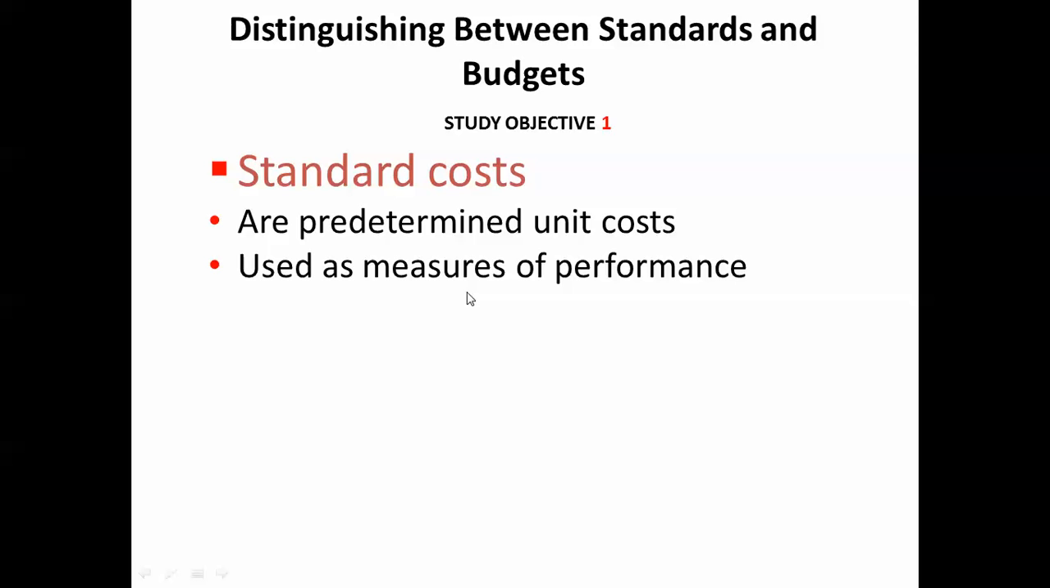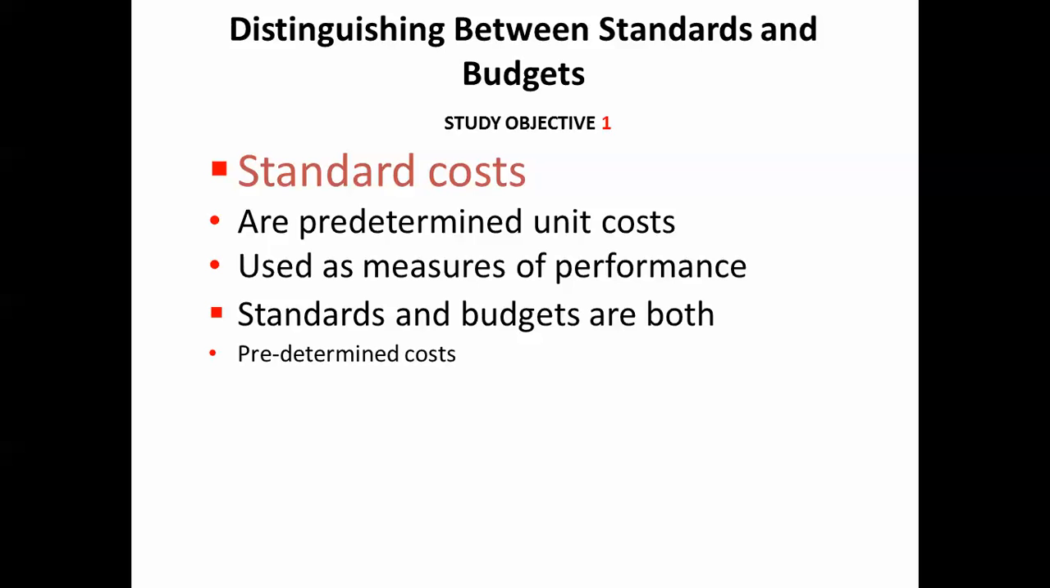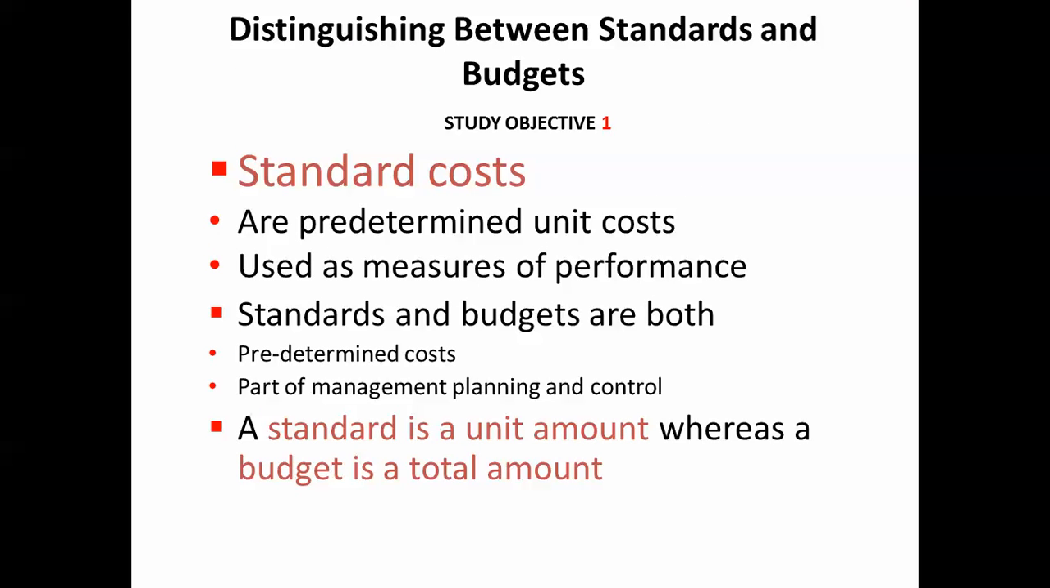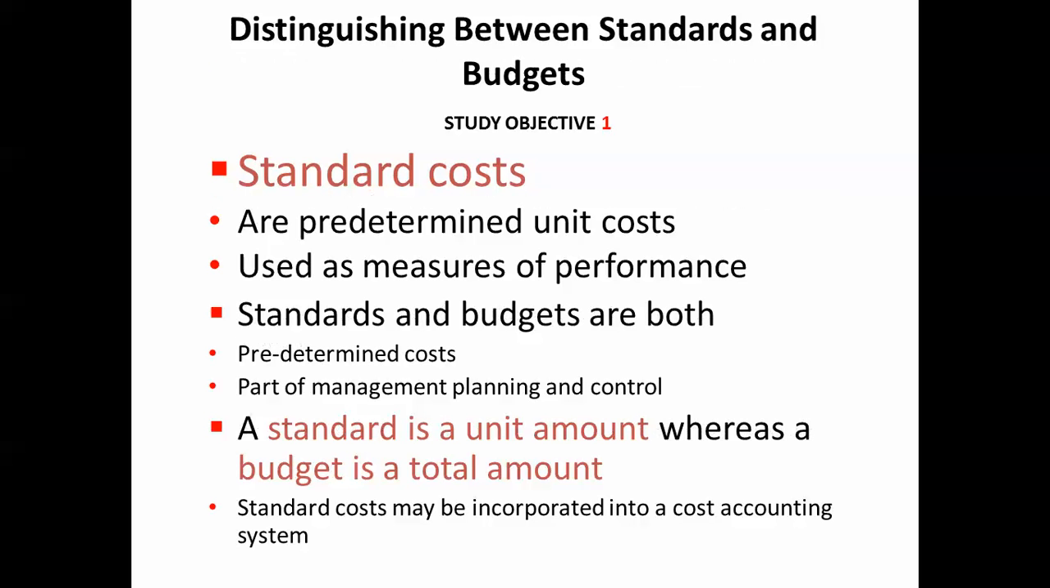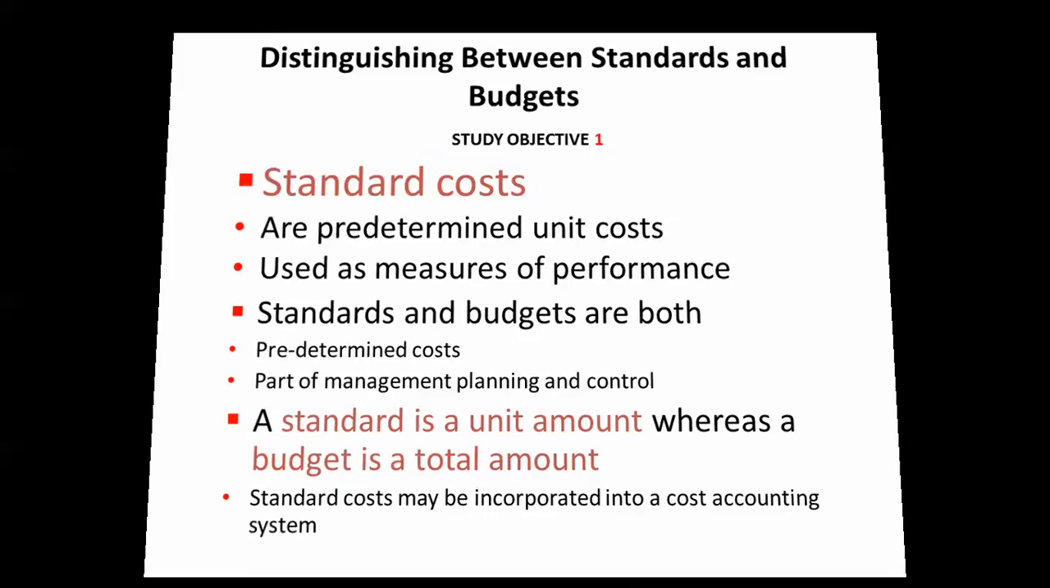Because we've produced the product so many times, we should know almost how much material should go into it, how much labor, and how much overhead. That's what we're talking about. Now, standards and budgets are both predetermined costs, but a standard is a unit amount, whereas a budget is a total amount. Standard costs are used most often in cost accounting systems.